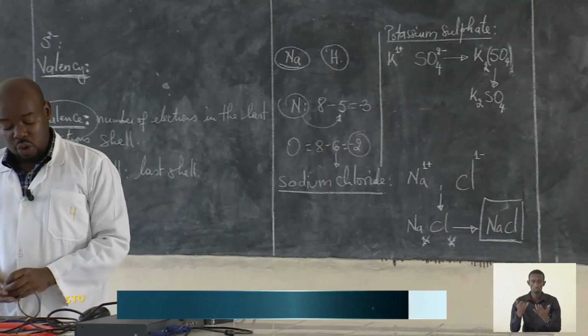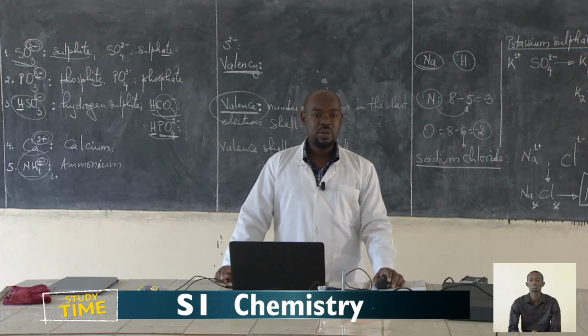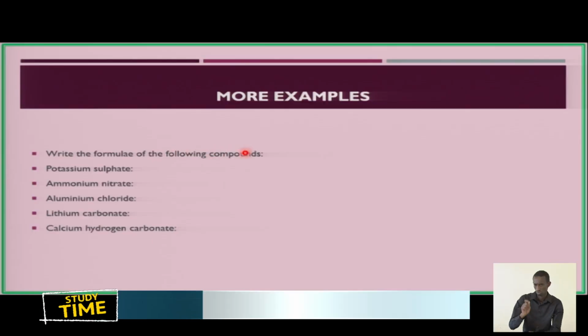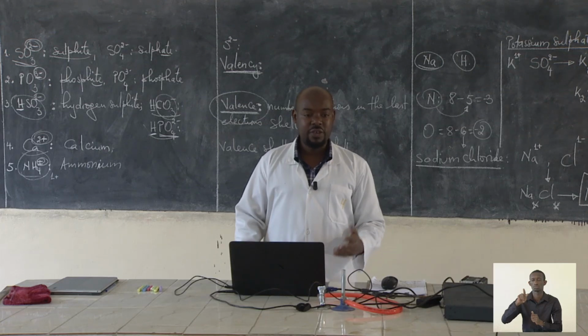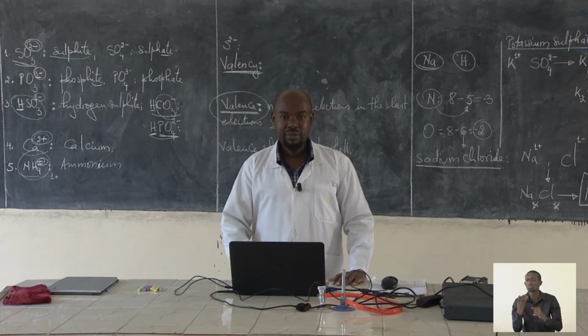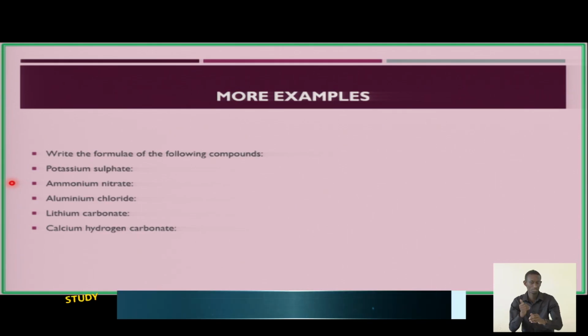Now, let's go to more examples. Write the formula of the following compounds. Potassium sulfate. You are so lucky, I've done it for you. Potassium sulfate, the first one. Now you try the second, the third, fourth, and fifth. Hurry up, time is running too fast.